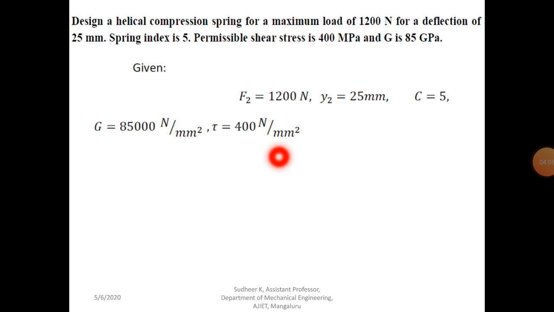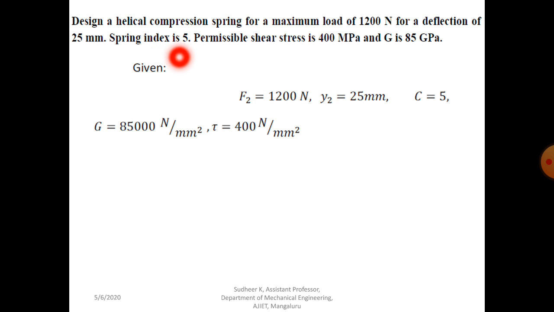These are the given data. F2 is nothing but the maximum load. So F2, when the maximum deflection is 25 millimeter. Similarly, the spring may act at a minimum load, that is F1, then the deflection will be Y1. Here, with respect to the maximum load condition given, F2 value is 1200 Newton, Y2 value is 25 millimeter. Y2 is nothing but the deflection of the spring. And C is nothing but the spring index. So that value is given here.